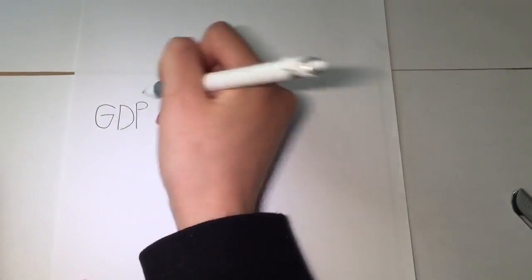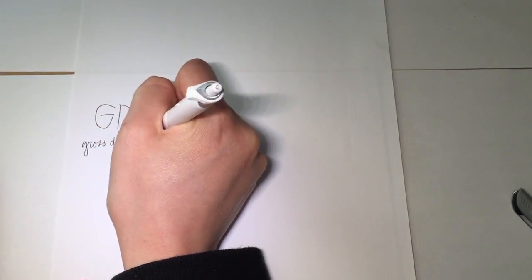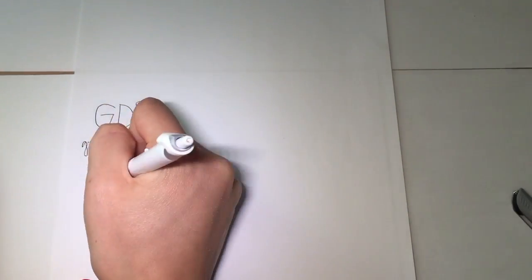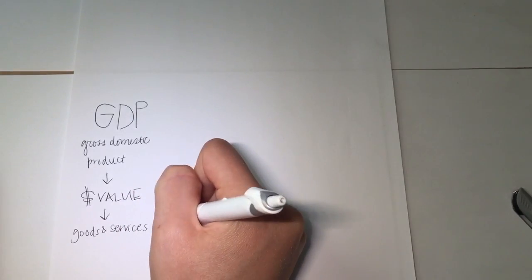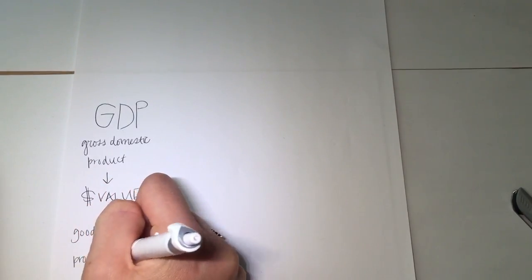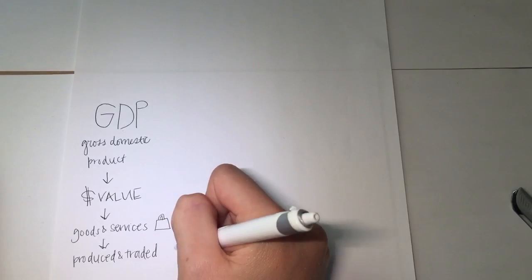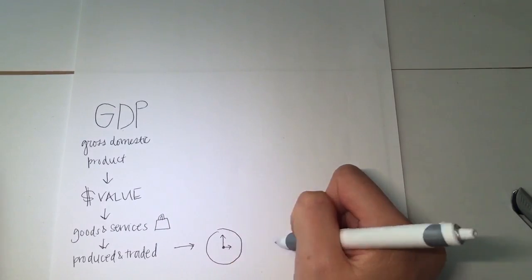For more than half a century, the most widely accepted measure of a country's economic progress has been changes in its gross domestic product, known as GDP. GDP is an estimate of market throughput, adding together the value of all final goods and services that are produced and traded for money within a given period of time.